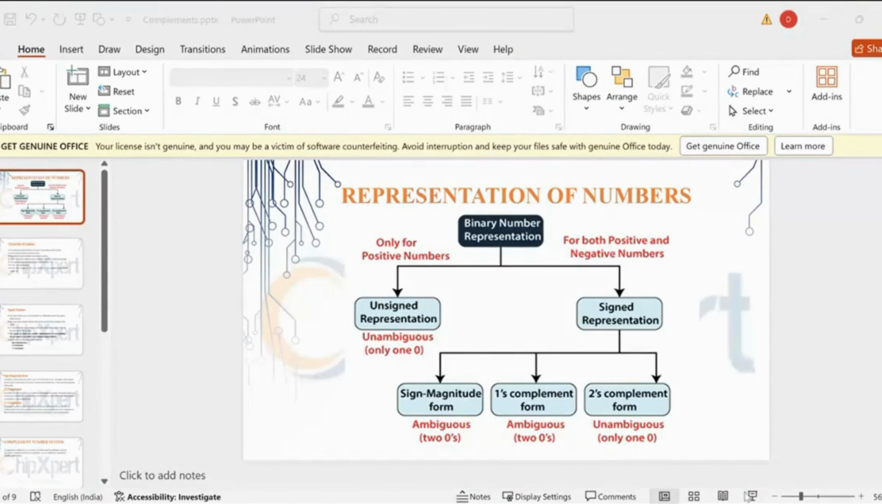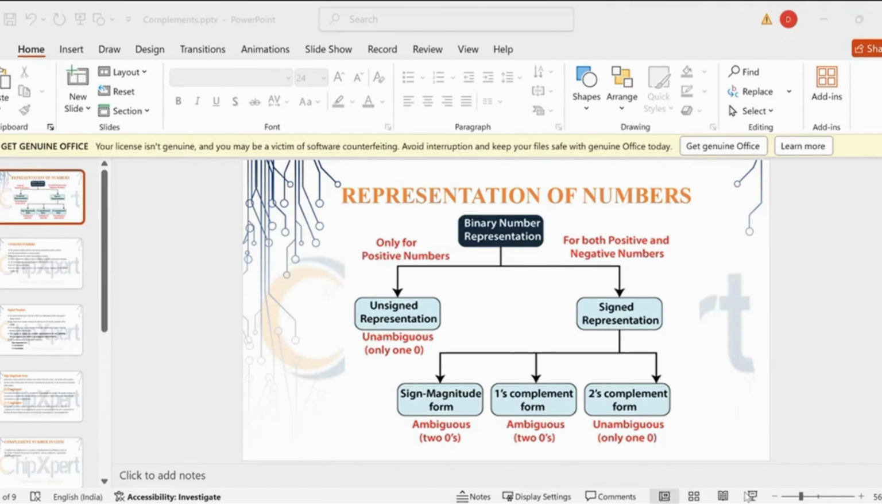In today's class, we are going to discuss complements first. So first, we need to know what is meant by complement. Complements are nothing but another way of representing a negative number. You have positive numbers and negative numbers in digital electronics, right? So how are we going to represent these positive and negative numbers, especially the negative numbers?